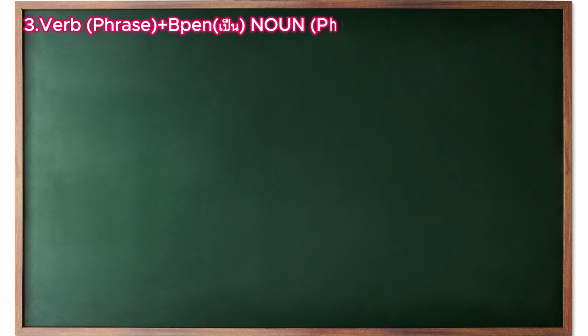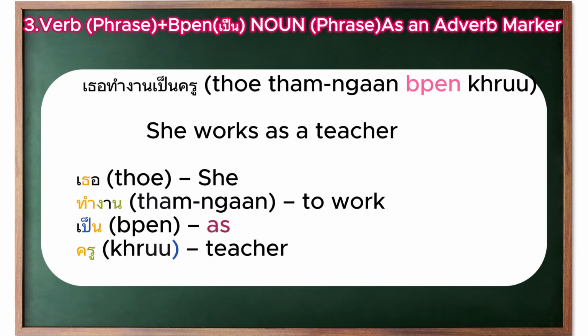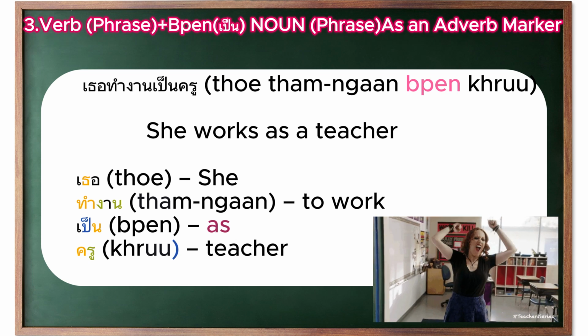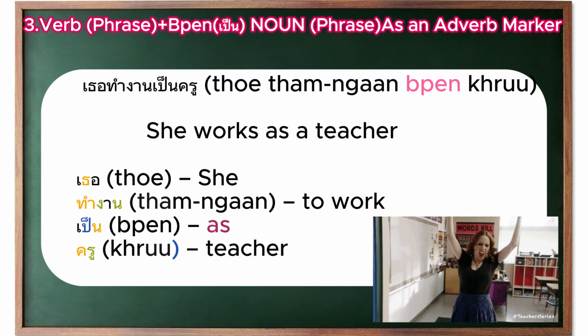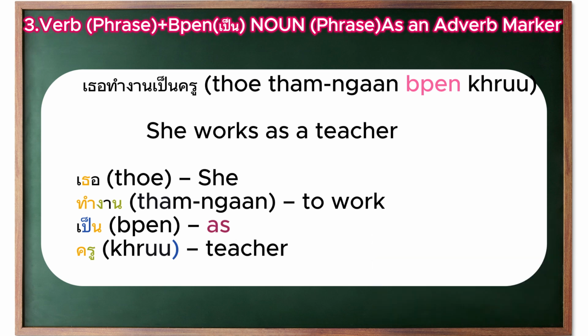Now, let's look at been as an adverb marker. This usage is handy for indicating how something is done. For example, เธอทำงานเป็นครู, she works as a teacher. ทำงาน, to work. ครู, teacher. เป็น, as. Used here to indicate the role or capacity in which she works.